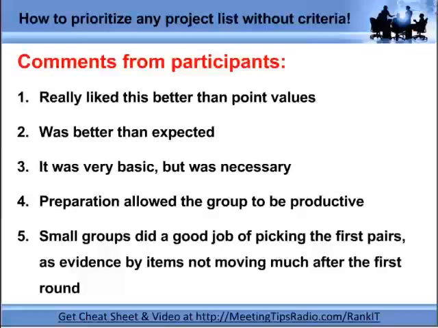Preparation is key, so you are going to have to put in some preparation to be productive with the group you're working with.